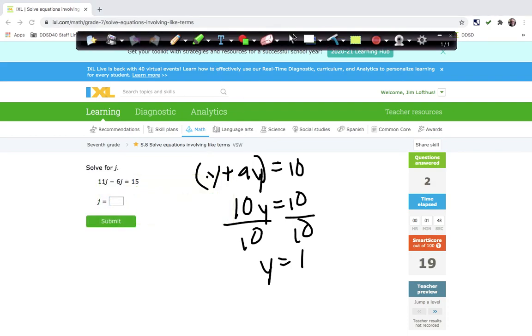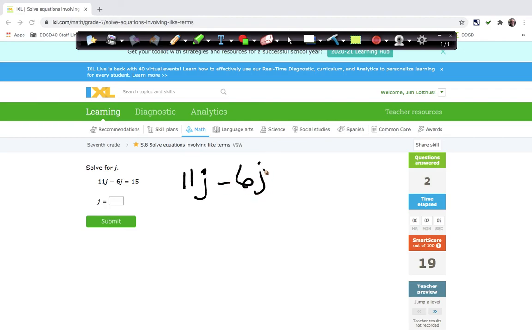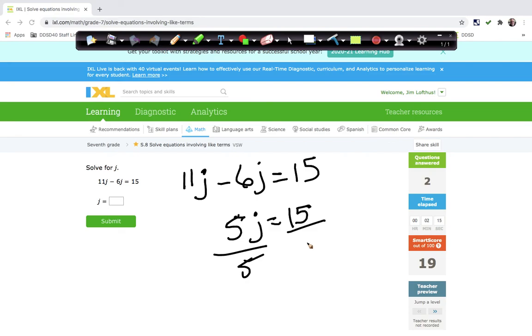And let's do one more. So if I have 11 of something, even though I don't know what j is, it's just an amount. And if I take 6 of those amounts away, I have 5 of them left. So whatever they are, they're going to equal 15. So I'm going to divide by 5. So j is equal to 3.